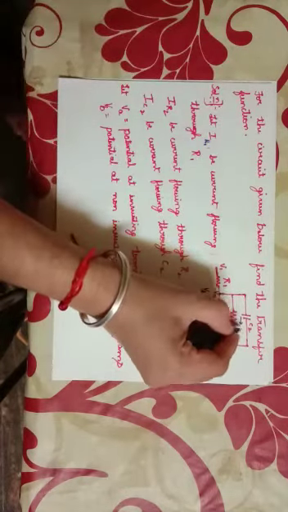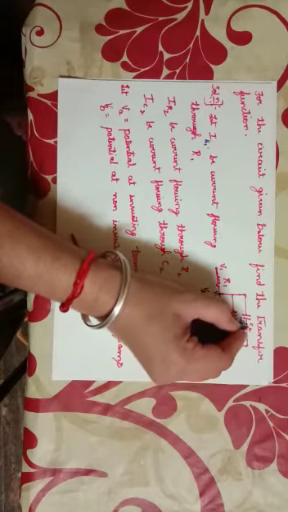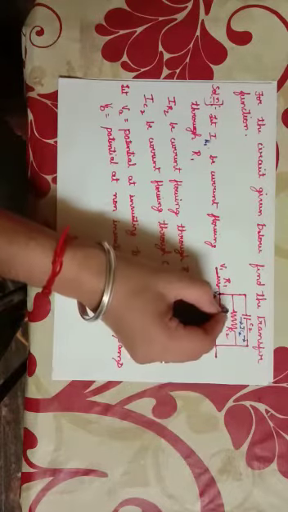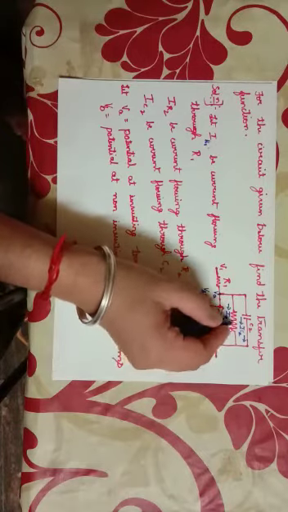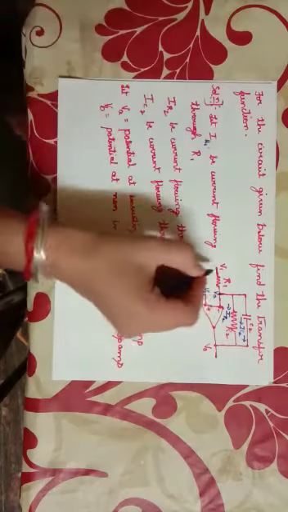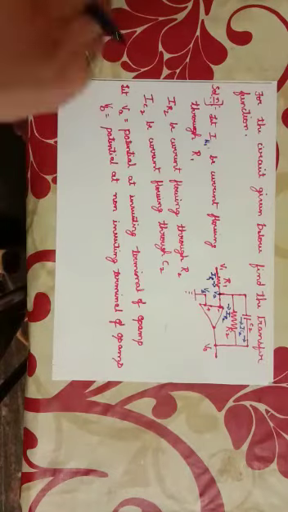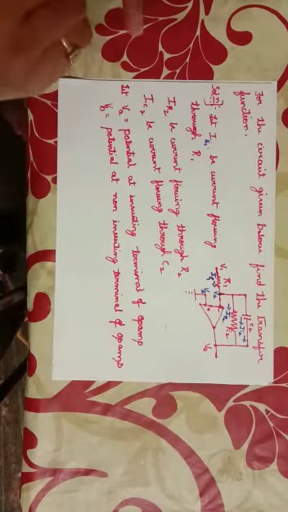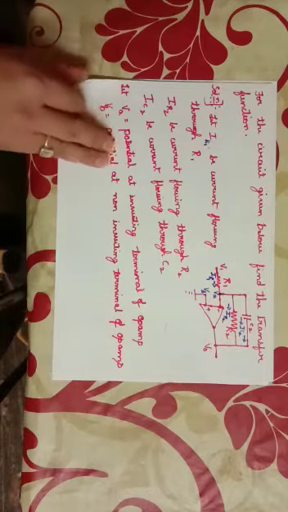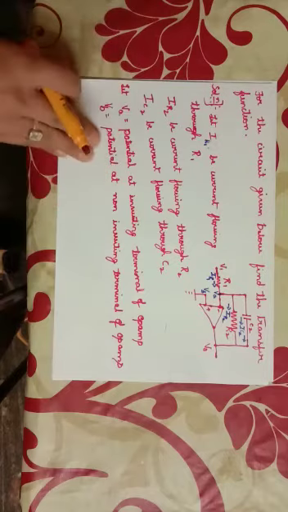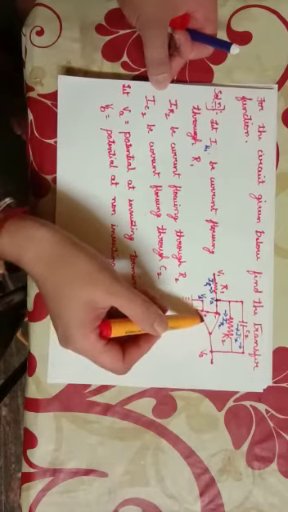Here IC2 is the current flowing through the capacitor, and IR2 is the current flowing through the resistor R2. This is IR1, current flowing through resistor R1. Here VA is, this is inverting terminal and this is non-inverting terminal.